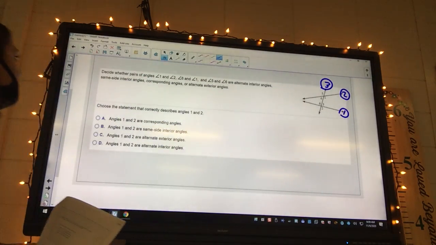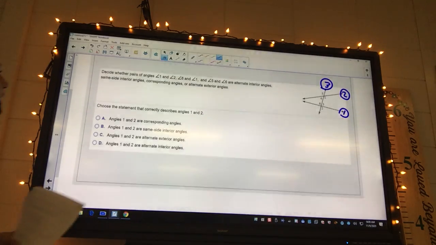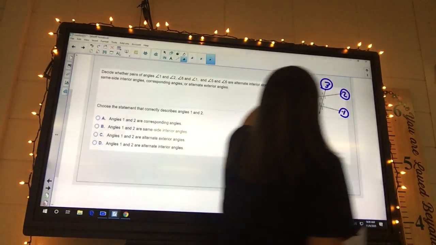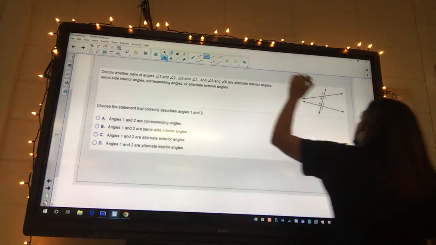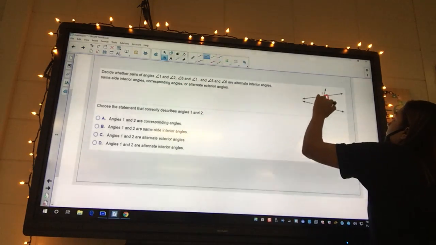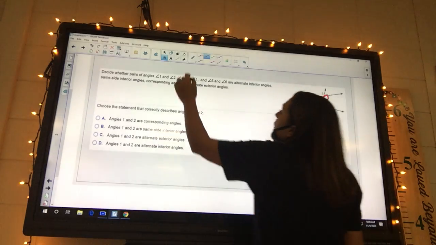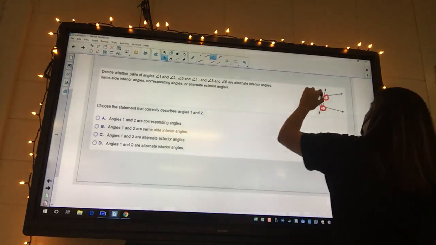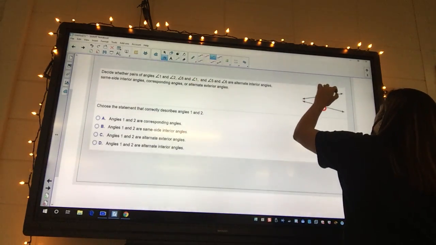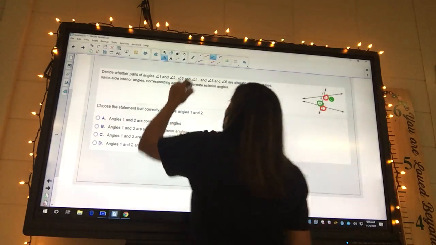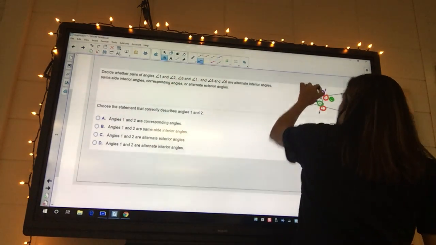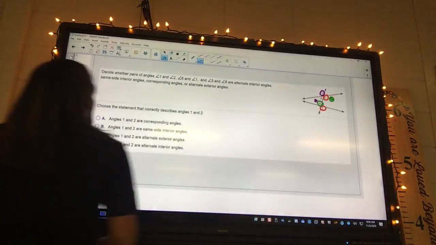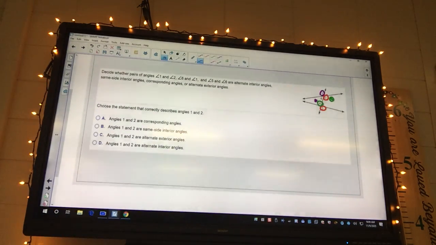Okay, so it says decide whether the pairs of angles 1 and 2. So you have to start grouping these together, otherwise you're not going to know. Okay, so 1 and 2, and then they want to know 6 and 1, and I'm gonna put a little green dot here, 5 and 6. Okay, they want to know, are they alternate interior angles, same side, corresponding, or alternate exterior?